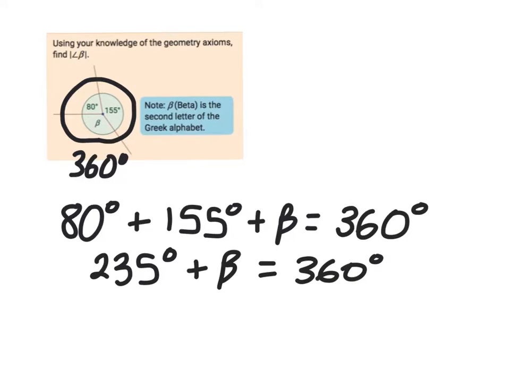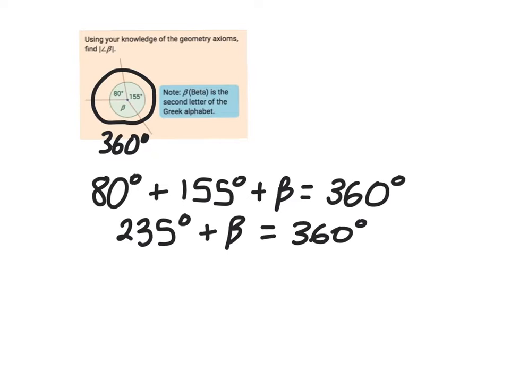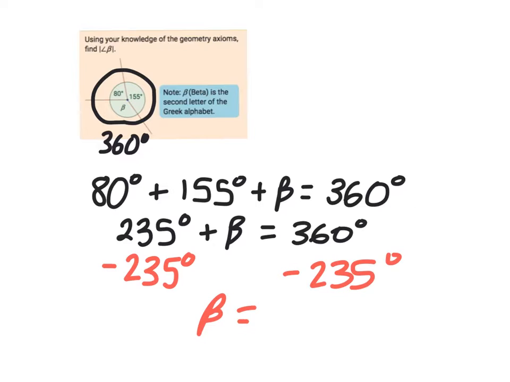Now, just as before, we want our letters on one side and our numbers on the other. So, let's have a look here. We want letters on our left. I have beta, but I have a number. And then on my right hand side, I have a number. So my right is fine, but the left, I have a letter, but I want to get rid of this number. So I'm going to minus the number from both sides. So what I do to one side, I have to do to the other. Okay, so I end up with 235 minus 235 is 0. Beta is equal to 360 minus 235, which gives us 125 degrees, okay?